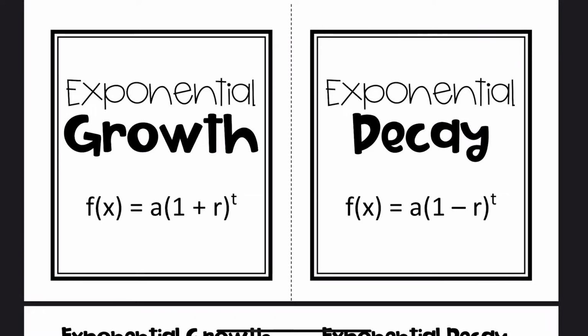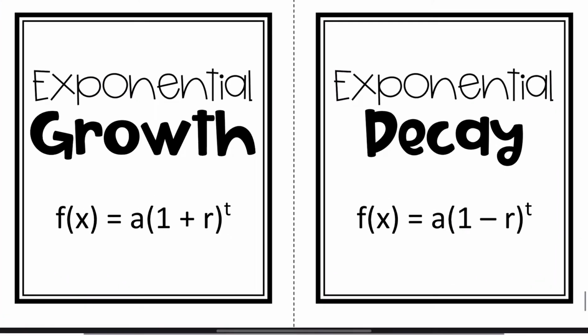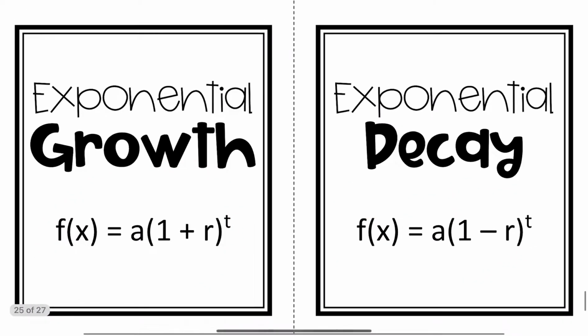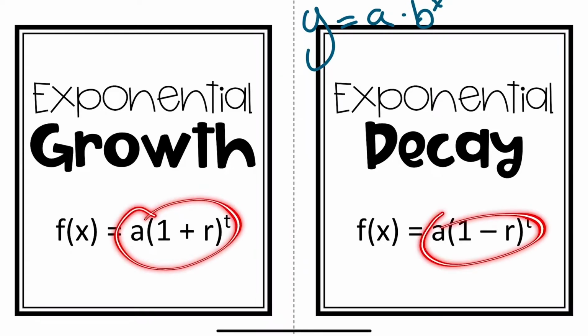All right. Hello, everyone. So today we are going to talk about exponential growth and decay, but this time it's going to be with word problems. So here we have our two different functions for growth and decay. I just wanted to remind us that our original function was y equals a times b to the x power. So these are going to be extremely similar to that.